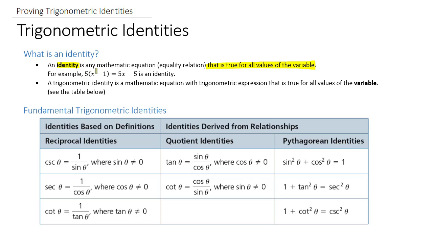For example, 5x minus 1 equals 5x minus 5. That's a very simple identity, right? We could obviously distribute this and prove it, 5 times x, 5 times 1. I'm just giving a basic, simple example, just something to think about as an identity. So what's a trigonometric identity? Well, a trigonometric identity is an identity involving trigonometric functions.